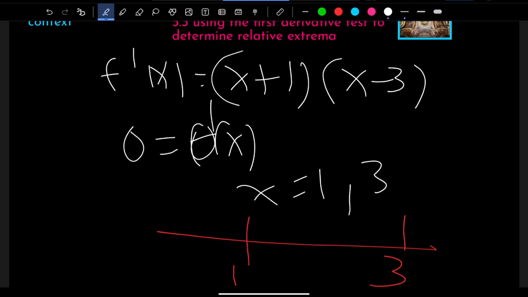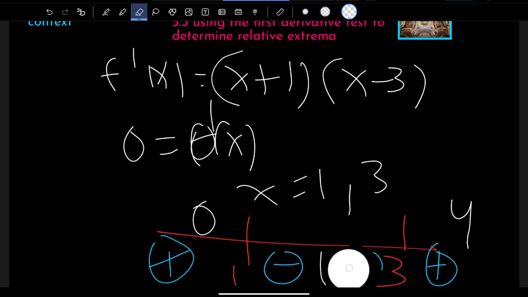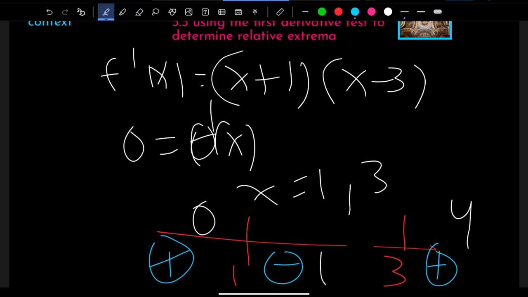So I chose to plug in a 0, 1, and a 4. And in doing so, I got this to be positive. I got this to be negative. And then this to be positive, which means we have extrema at each point. And then this gives us the knowledge that negative 1 equals a max and 3 equals a min.